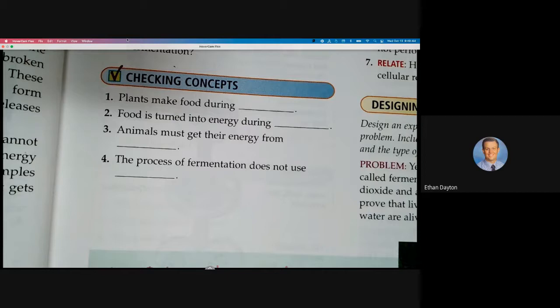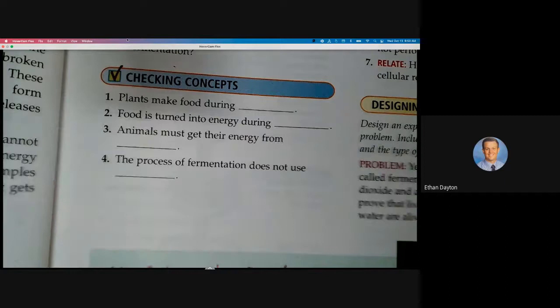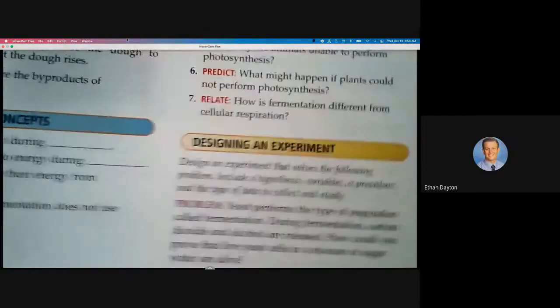Four. Avery, can you read that for me? Yes, I can. Process of fermentation does not use blood. Do you know the answer to that? Yeah. What is it? Oxygen. Yep. Process of fermentation does not use oxygen. All right. Number 5.